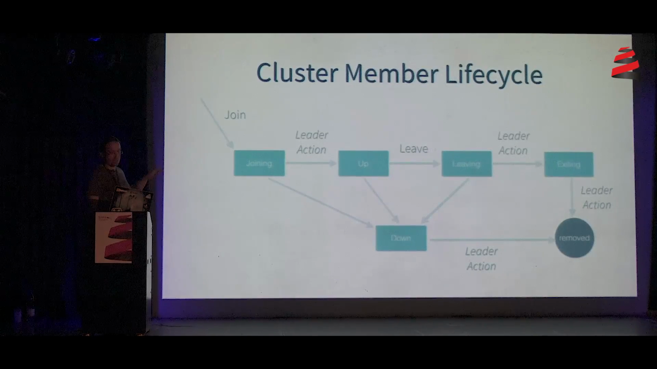So each node has a life cycle, and a few of the transitions between the states in this life cycle are things that only the leader can do. Okay?